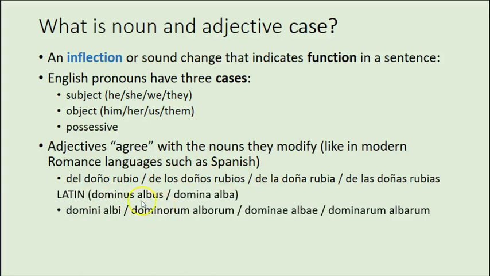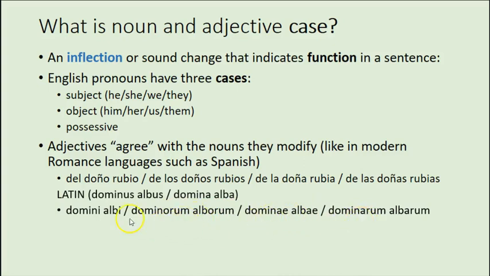In Latin, let's look at fair-haired lord, Dominus Albus, or fair-haired lady, Domina alba, fair lady. By the way, that albus for fair is cognate with the word elf, and it means light or fair skin, so that's where Albus Dumbledore comes from. Now, if you want to say of the fair-haired lord, you say domini albi. Of the fair-haired lords, dominorum alborum, dominae albi, the fair ladies, dominarum albarum, of the fair ladies. So we can see how that possessive, which has been turned into a preposition in Spanish, is still indicated by a different ending in Latin.